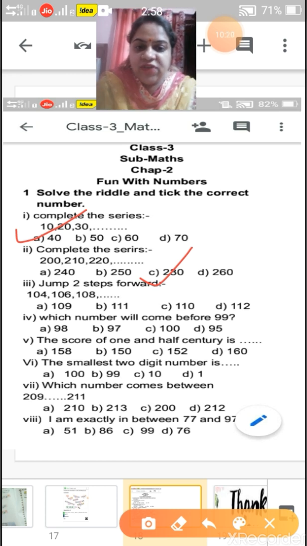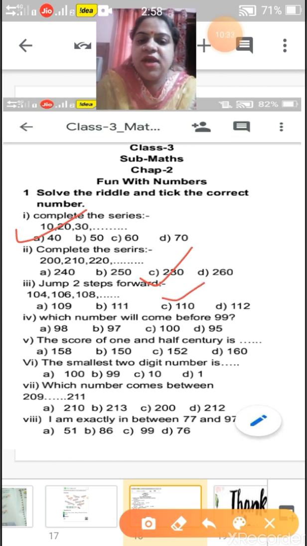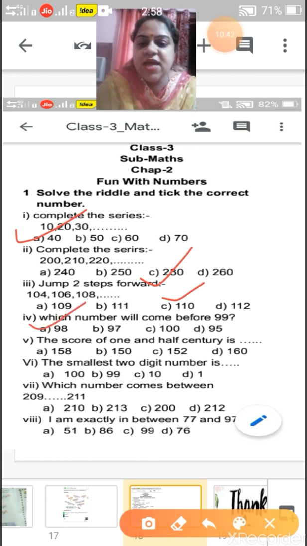Jump 2 steps forward. In this you have to jump 2 steps forward. So 104, 106, 108. Now what will come next? 110. Which number will come before 99? Which number will come before 99? Yes, you are right. It's 98.